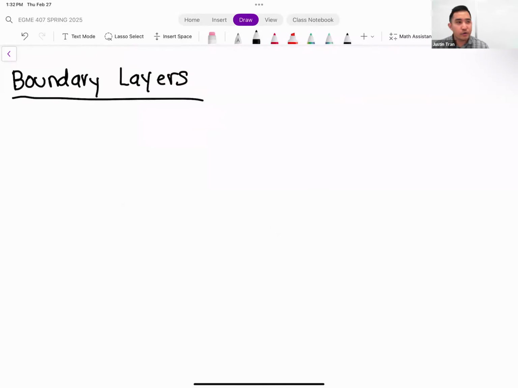So did you guys cover boundary layers in your fluid mechanics class? Okay, good. Boundary layers are this phenomenon that occurs when you have a moving fluid moving past a stationary solid, right? Physically, they are a thin layer of fluid right next to the surface of the solid that represents a transition region between the surface and the fluid itself.